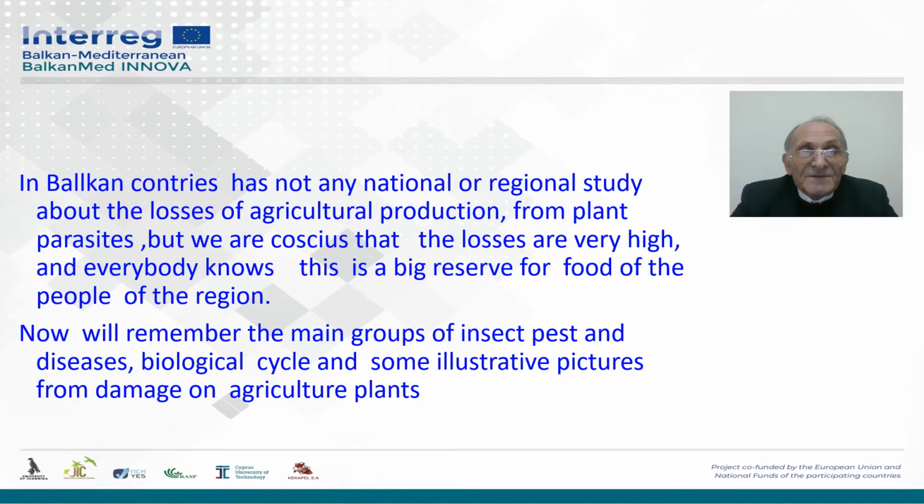In Balkan countries, there is no national or regional study about the losses of agricultural production from plant parasites, but we are conscious that the losses are very high, and everybody knows this is a big reserve of food for the people of the region. Now, we will remember the main groups of insect pests and diseases, biological cycles, and some illustrative pictures of symptoms in different agricultural plants.